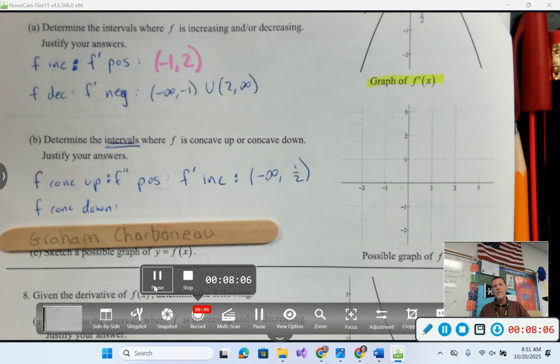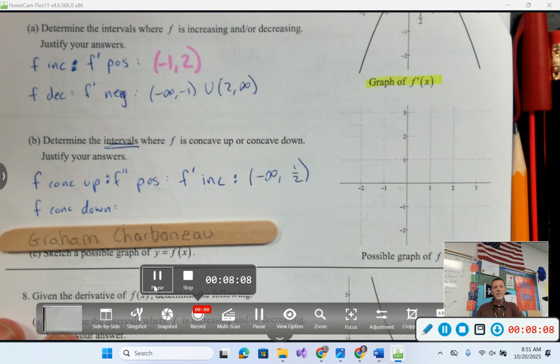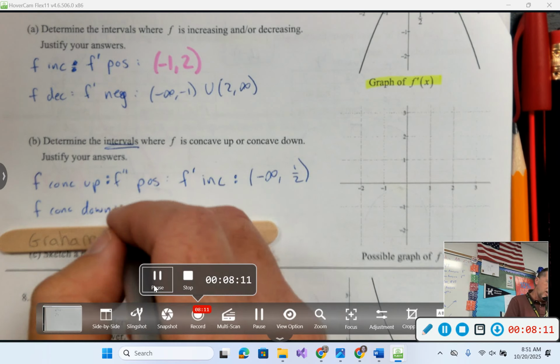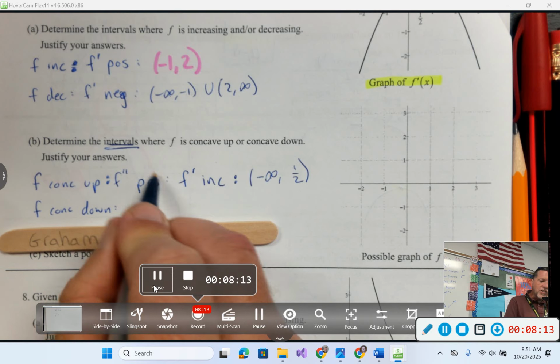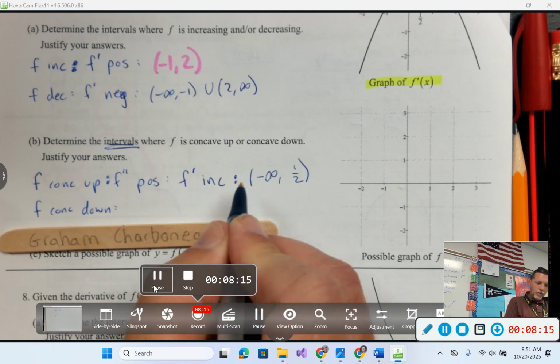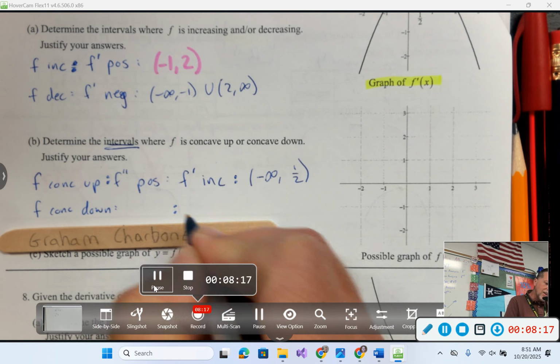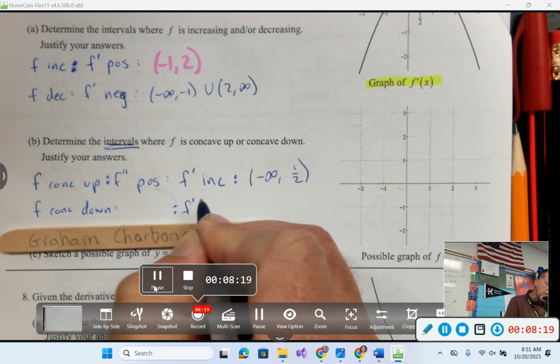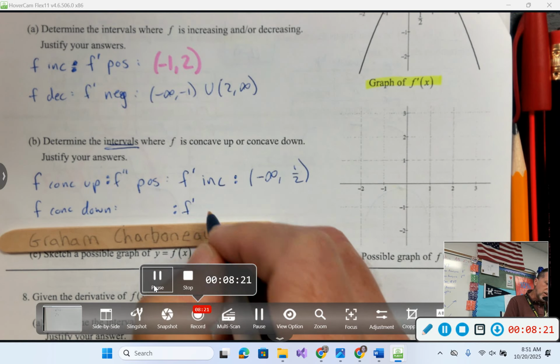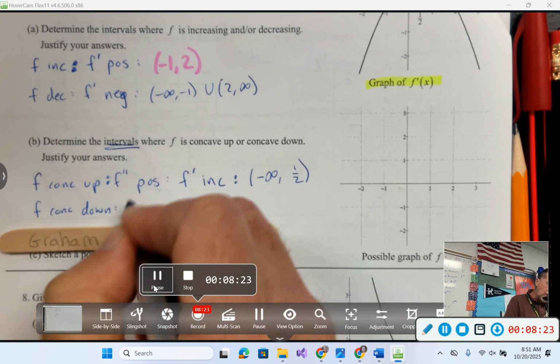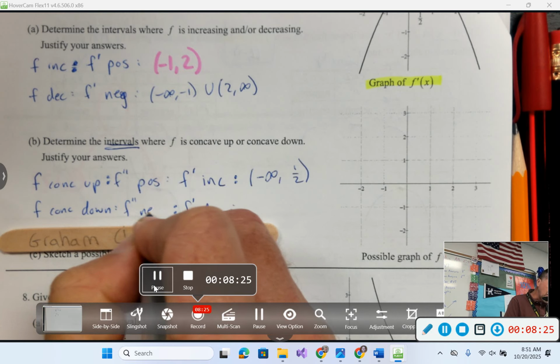Graham, where is f concave down? Whenever f double prime is negative. Okay. You can skip that step if you want to. If you want to go straight to the end, what would you say about f prime? It's decreasing.